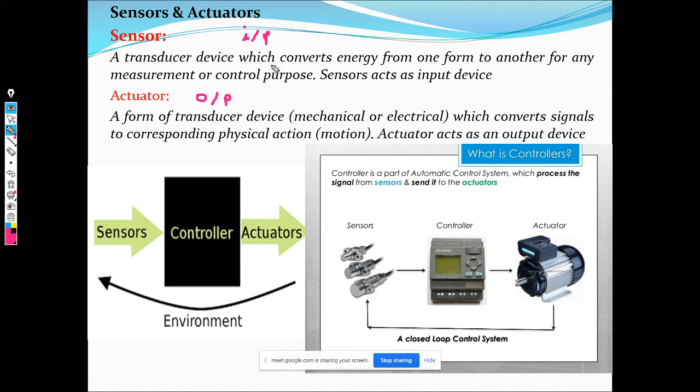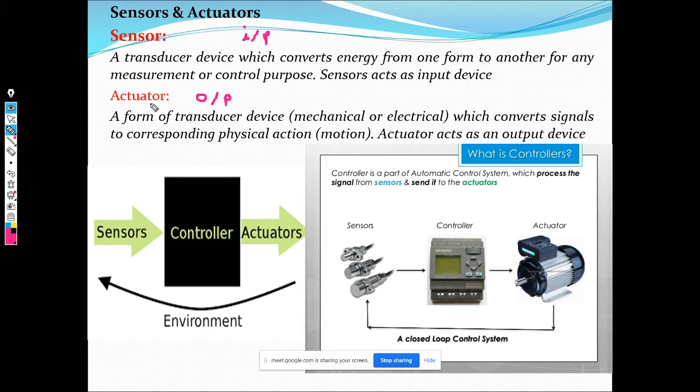In some sense, you can even call your cameras sensors. So wherever you convert heat or light or pressure or anything else, any physical quantity, any physical dimension, if you want to quantify it, measure it, you use a sensor. And as I said, it's an input device.